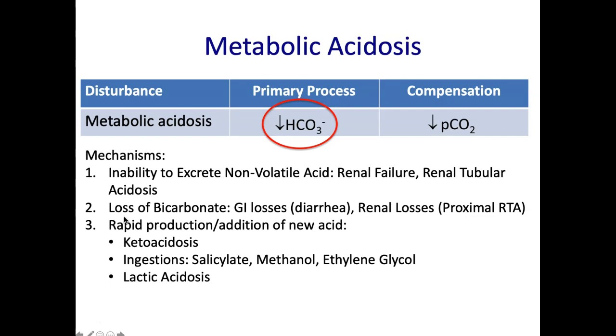Okay, the third big category, rapid production or addition of acid to the body. There are three big categories. Number one, ketoacidosis, like we see in type 1 diabetics who do not have the ability to make insulin. They go into starvation. The other one would be ingestion of some toxin that is converted to an acid in the body. So salicylate poisoning is addition of the acid, and then methanol and ethylene glycol are toxic alcohols that are converted to acid in the body.